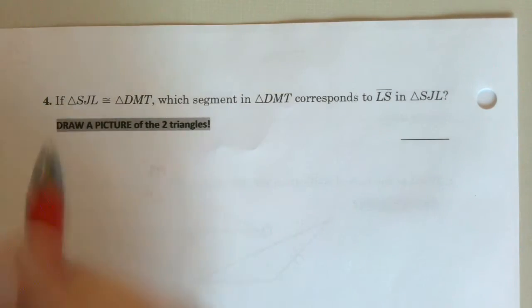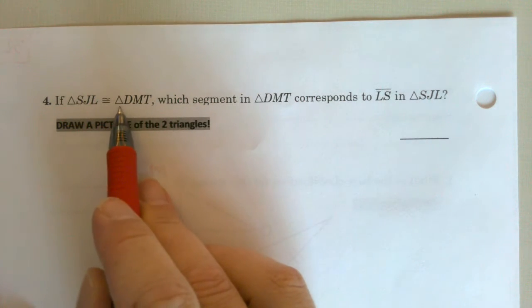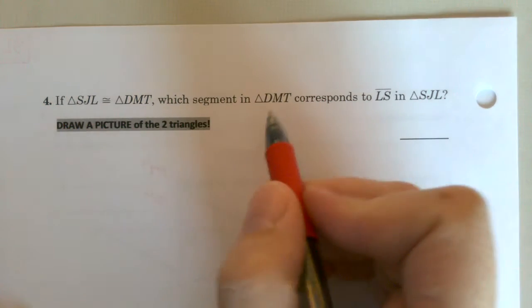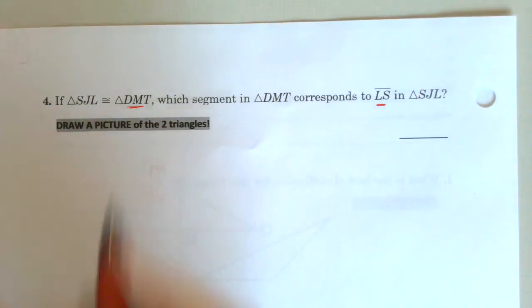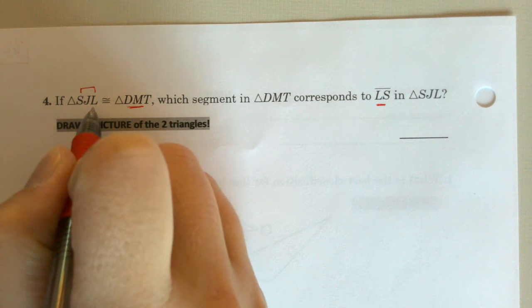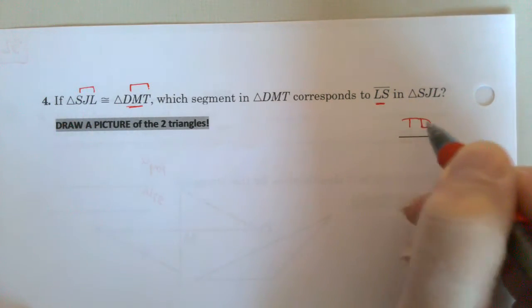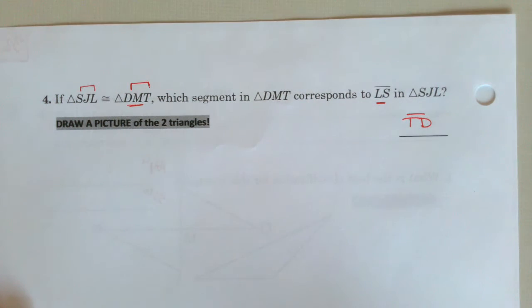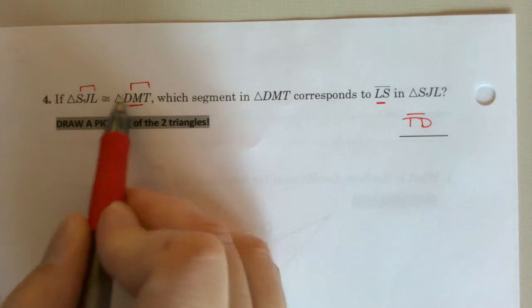This problem says triangle SJL. You could draw it if you want to. It's congruent to triangle DMT. And it says which segment in DMT corresponds to LS in the other triangle. So see how LS is the outside two pieces? What will correspond with the LS would be the TD. That's all it wanted to know. What was the corresponding side? Okay? That was it. Again, you could draw them and label them all up, but if they did L and S, then you're going to do T and D.